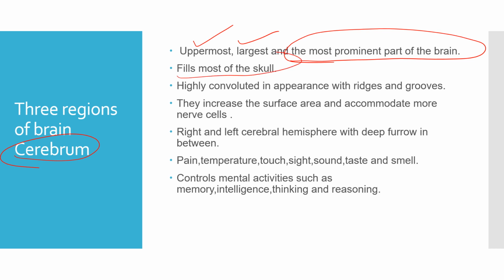It fills most of the skull, and other parts of the brain like the cerebellum and the medulla oblongata are smaller parts of the brain. The main part of the brain is the cerebrum, and it is highly convoluted in appearance with ridges and grooves. So it has many twists and turns, many ridges and grooves. What are the functions of these ridges and grooves?